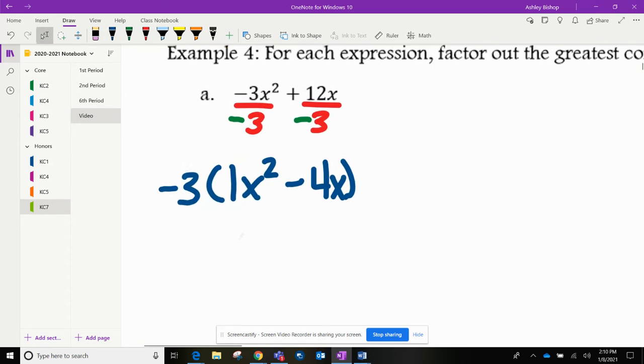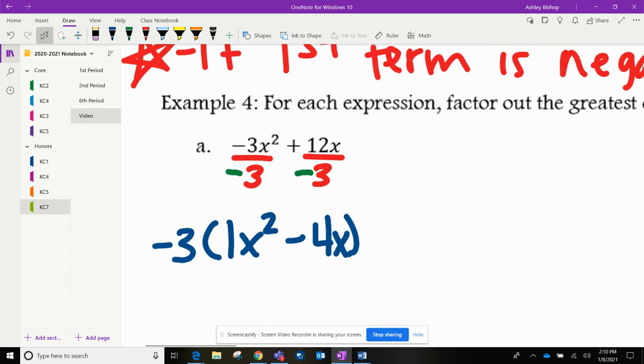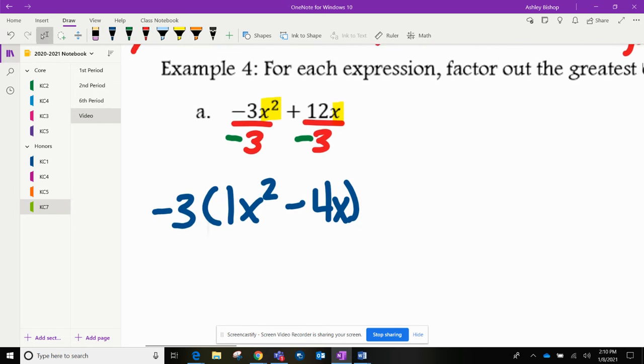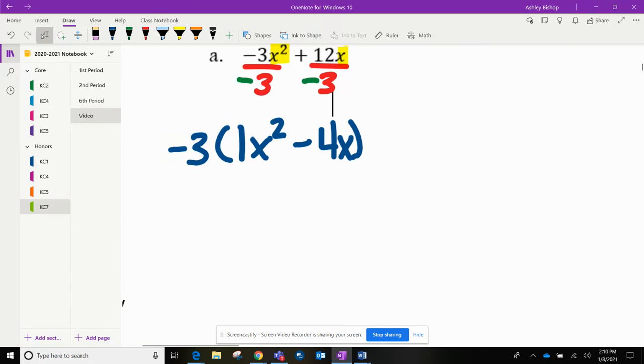I'm almost done, not done, but almost done. We asked ourselves earlier, do both terms in the equation have an x to give? And we said yes, they both have something to do with x. So since they both have an x to give, I need to factor out an x. I need to make this smaller inside. I want to get it as simplified as possible.